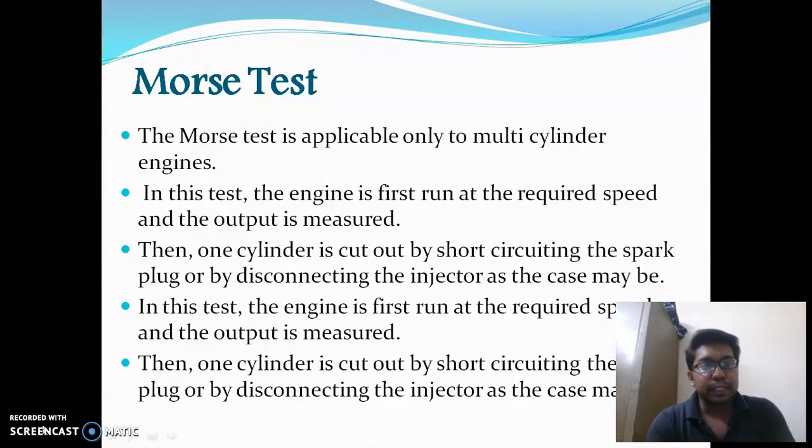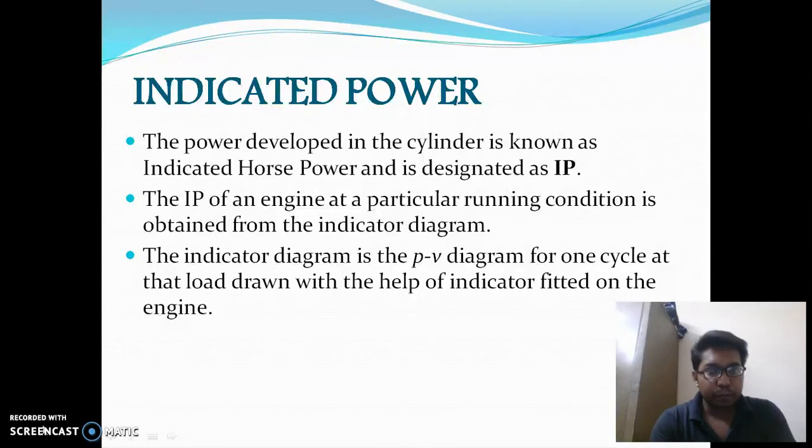Let us take the first test, that is the Morse test. The Morse test is applicable only to multi-cylinder engines. In this test, the engine is first run at the required speed and the output is measured. Then one cylinder is cut out by short circuiting the spark plug or by disconnecting the injector.